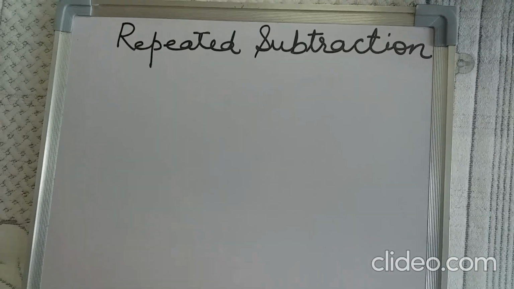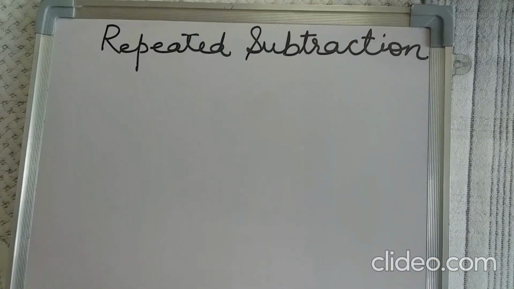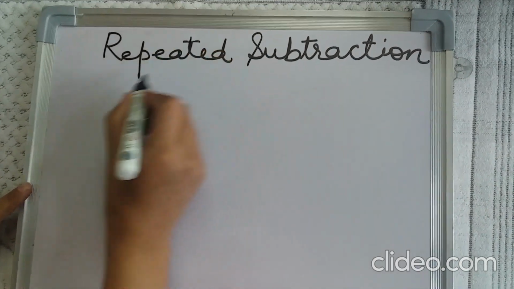And children, again I am telling you, you must learn your tables to be through with multiplication as well as division. Okay, so let us start with today's class, and we will be doing first of all an activity related to division in form of repeated subtraction. Now we will learn that division is repeated subtraction.